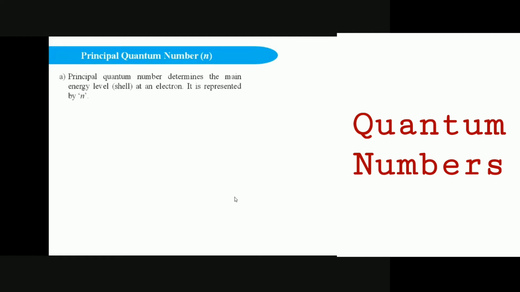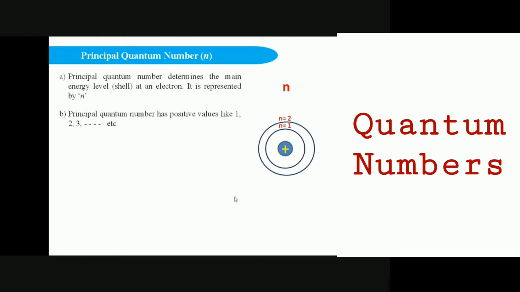The energy level of the electron means, if we know the principal quantum number of an electron, we can easily identify its energy, and it is represented by small n. It has positive values from 1, 2, 3 and goes on, and these represent the shells: first, 1, 2, 3, and 4. These are the energy levels.